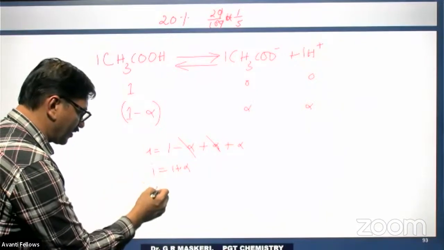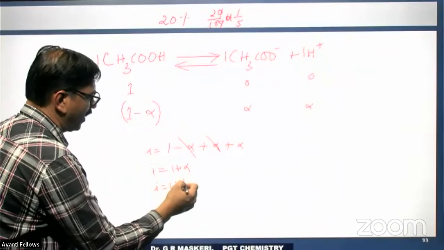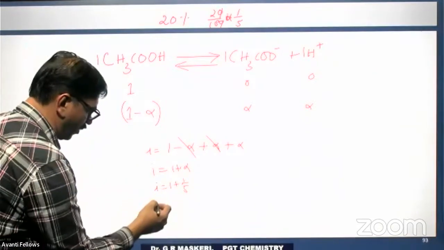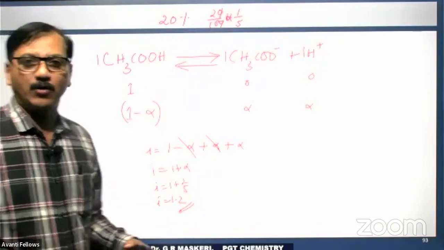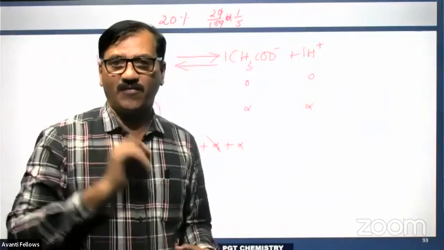If it is 40% dissociated, 1 plus 40%, that is 1 plus 2 by 5. The i value is 1.4. For 20%, the i value is 1.2. Okay. So, this is the way the i value is calculated if alpha is known.